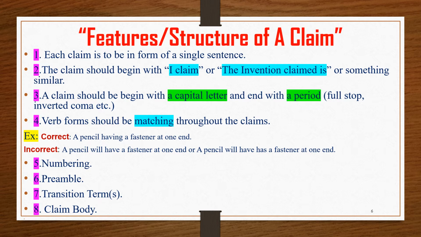Fine. Point number 5, numbering. Point number 6, preamble. Point number 7, transition term or terms. Point number 8 is claim body. So we can say this is the structure of a claim, or these are the features of a claim. Fine. Okay.